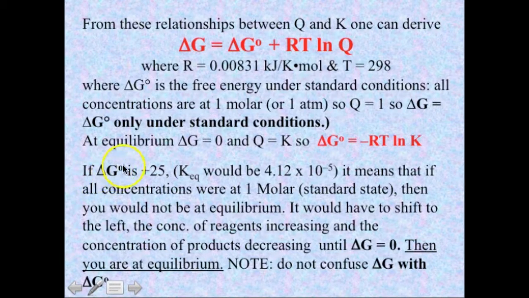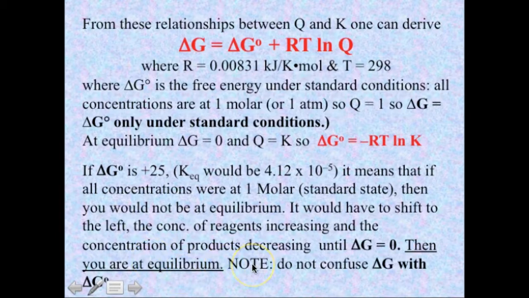So if delta G0 is plus 25, in that case, and you can work this out, KEQ would have to be 4.12 times 10 to the minus 5 from this equation here. And it means that if all concentrations were at 1 molar, then you would not be at equilibrium. It would have to shift to the left, concentration of reagents increasing and the concentration of products decreasing until delta G equals 0. Then you are at equilibrium.